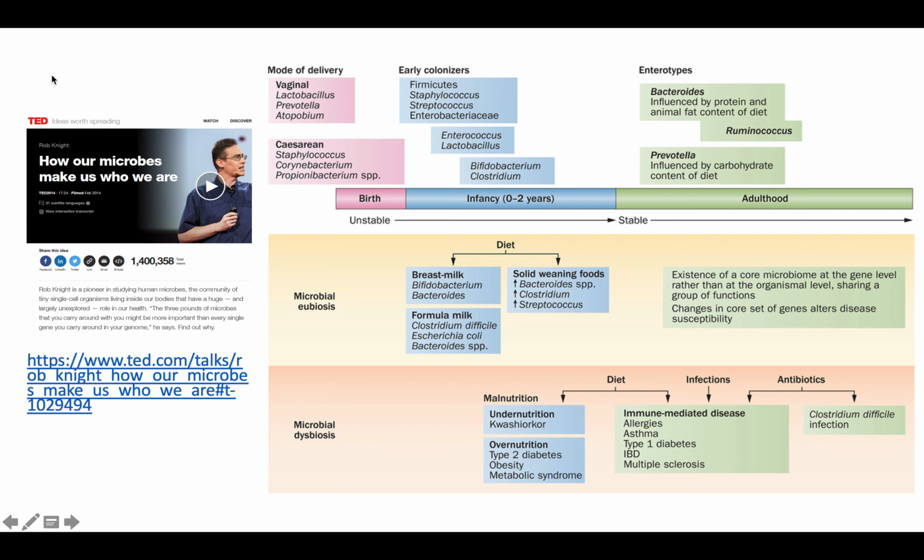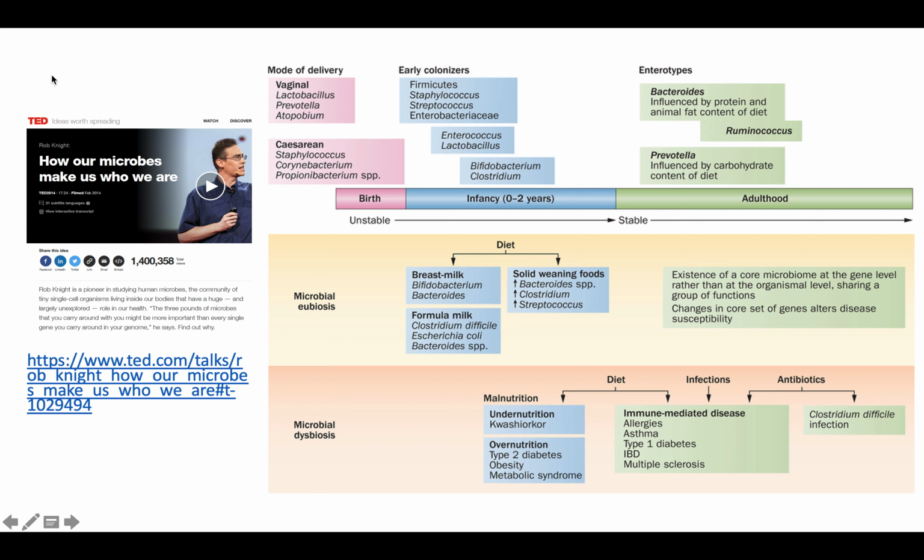So then, if you've got a healthy microbiome, a gut microbiome, your gut will be in eubiosis. So what does that mean? It means that you've got a microbiome that basically is sharing a group of functions, a specific type of metabolic pathways, and it will be a state of health.